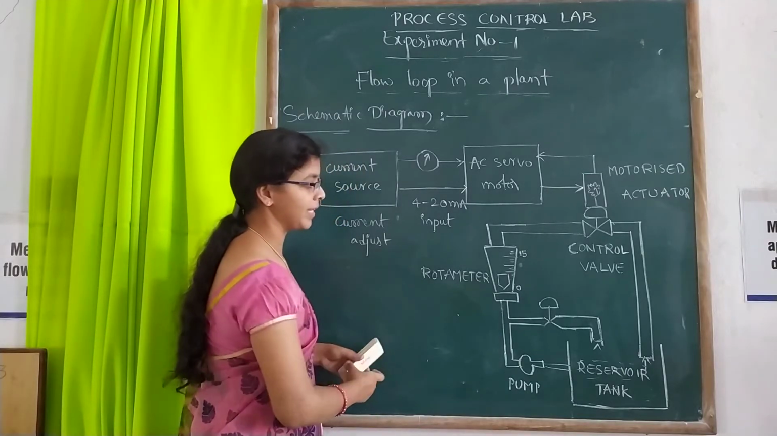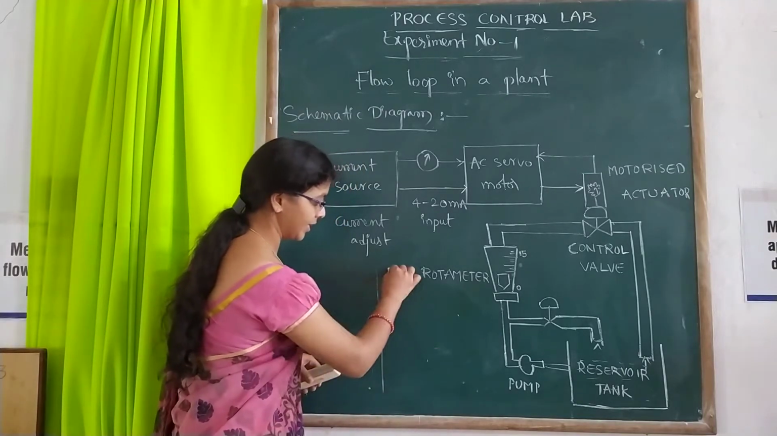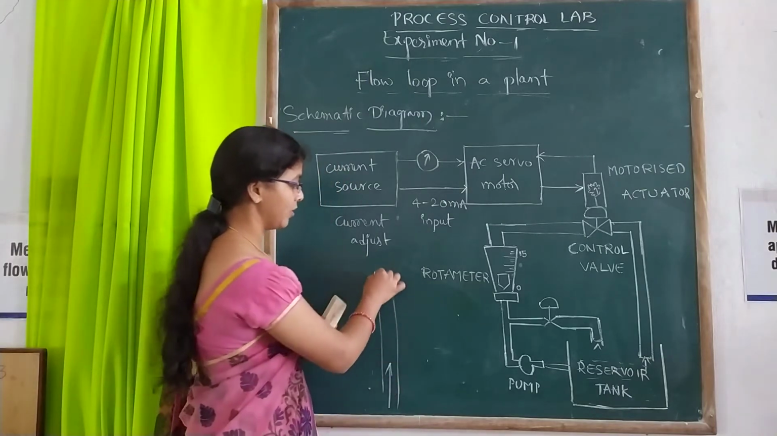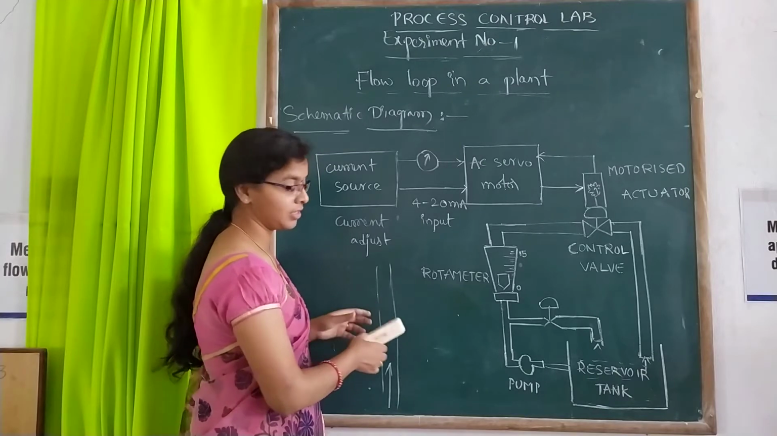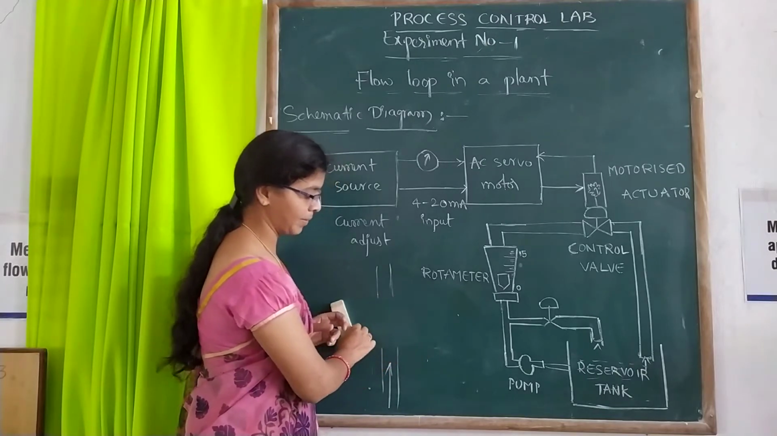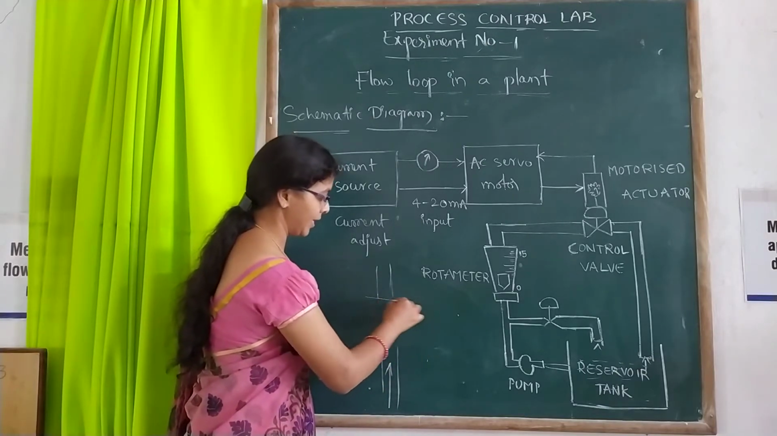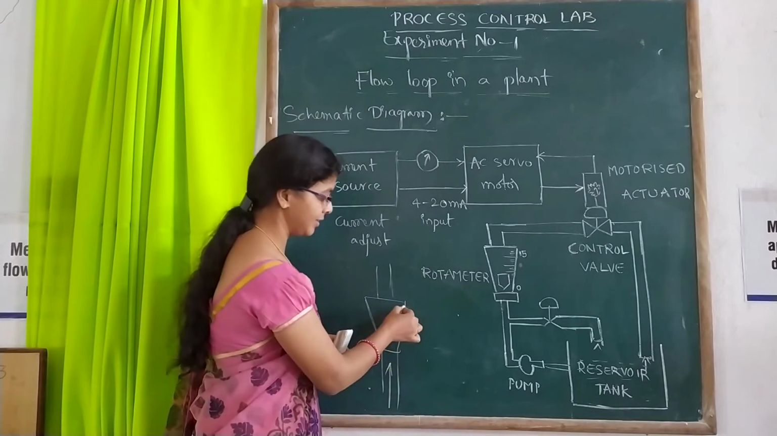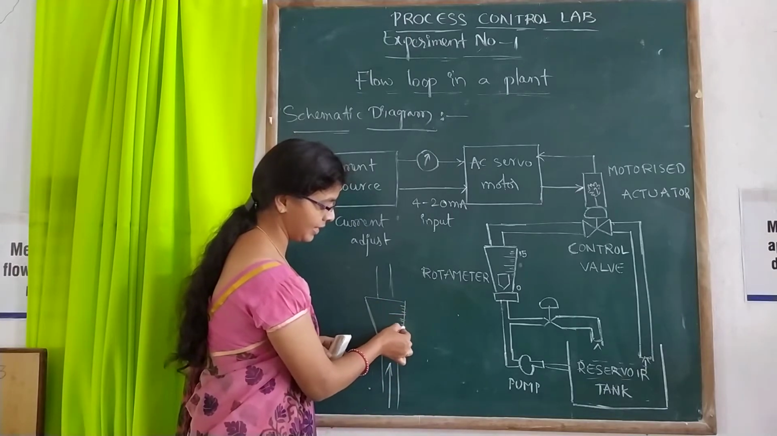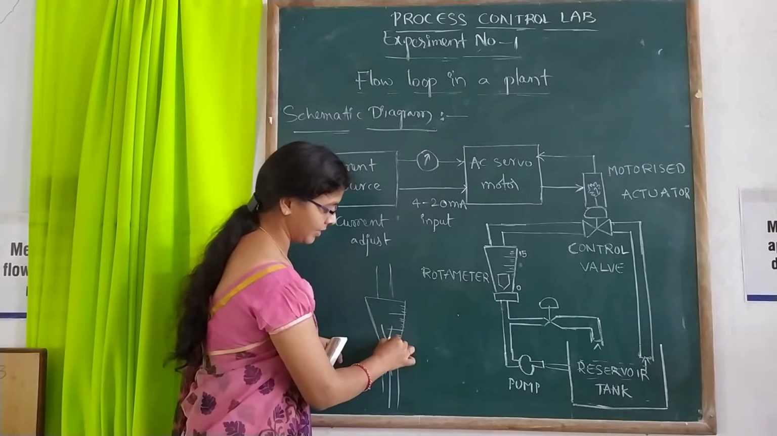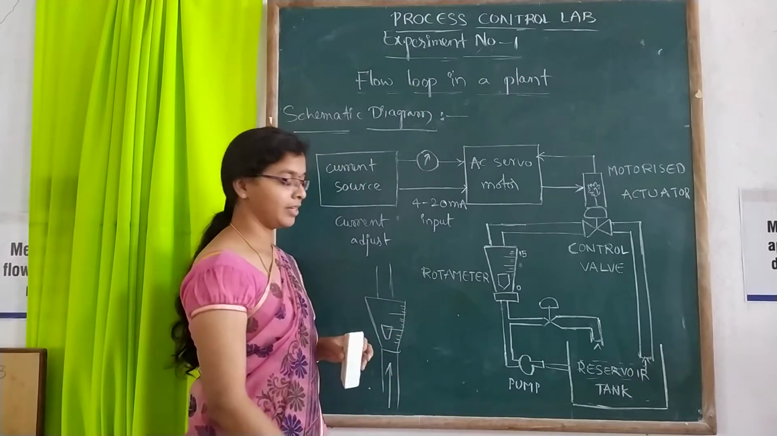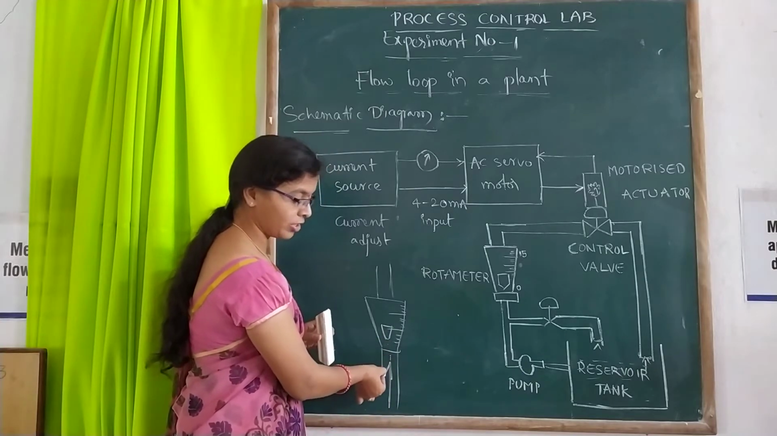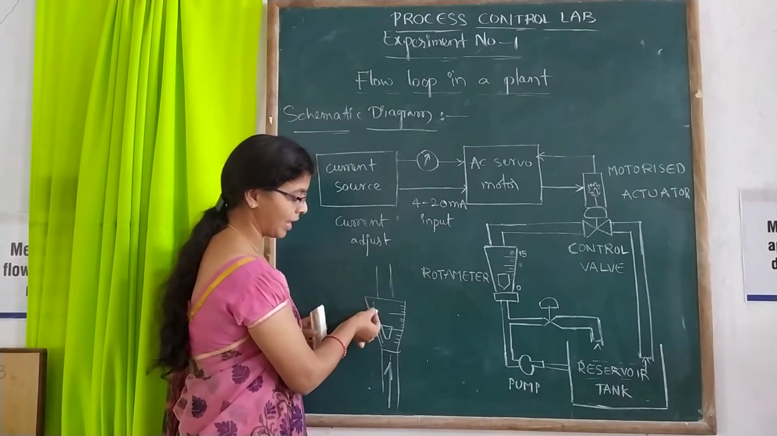Here we are going to place a rotameter in a vertical manner. Let us take this as a pipe. We need to measure the flow rate in this particular pipe, so we place a rotameter here in vertical mounting. It has a scale, and inside the rotameter we have a float. According to the flow rate, this float will move up and down.